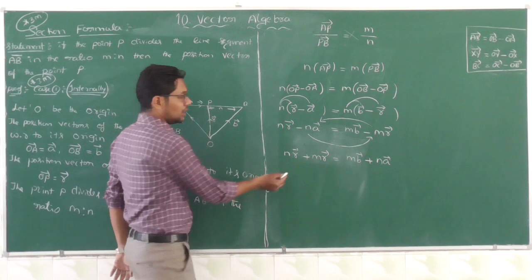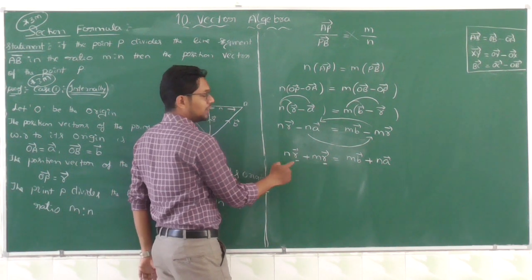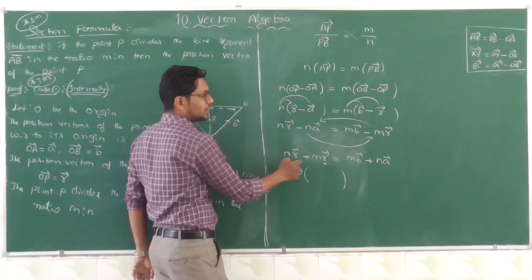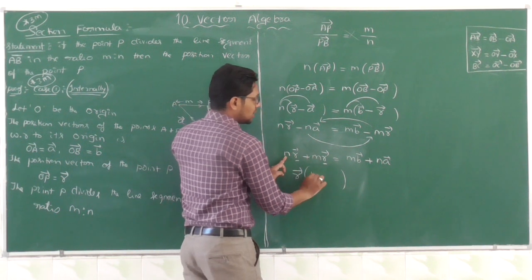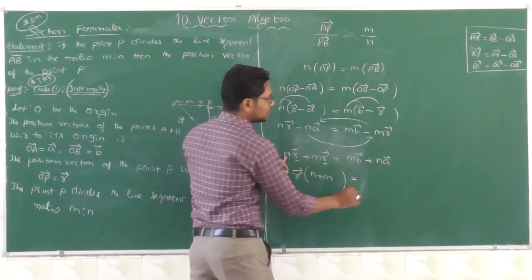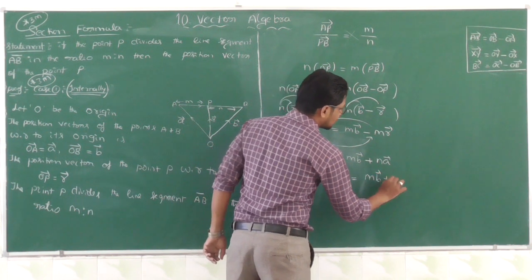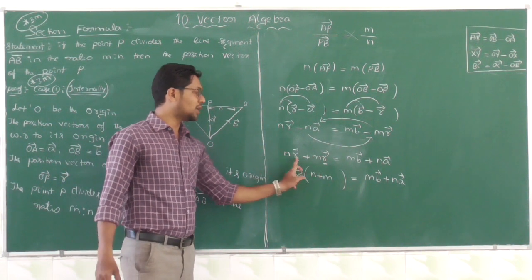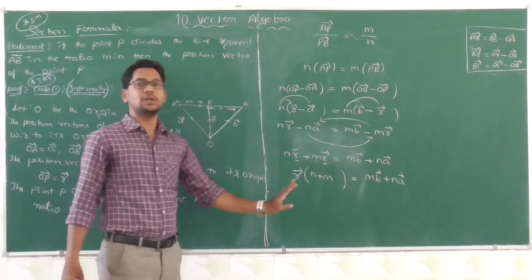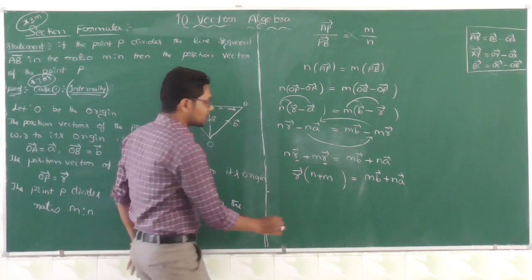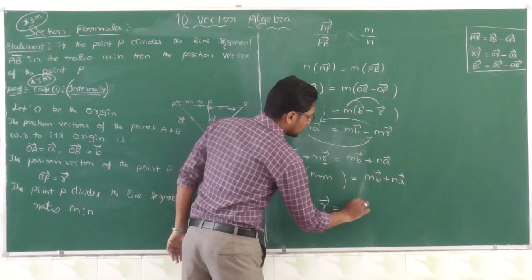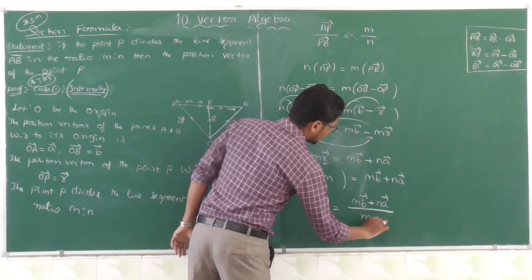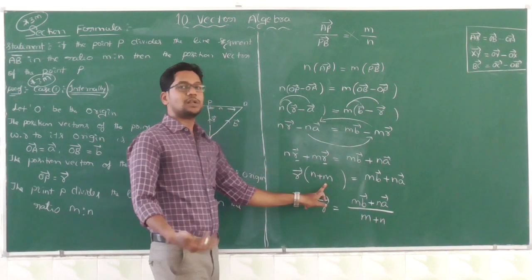Next, in this we have R vector. Take that R vector outside, common. Then the remaining is n plus m, equals m B vector plus n A vector. In this n R vector plus m R vector, I took R vector common, then that will be n plus m. Next, R vector equals m B vector plus n A vector divided by m plus n. n plus m is also equal to m plus n.